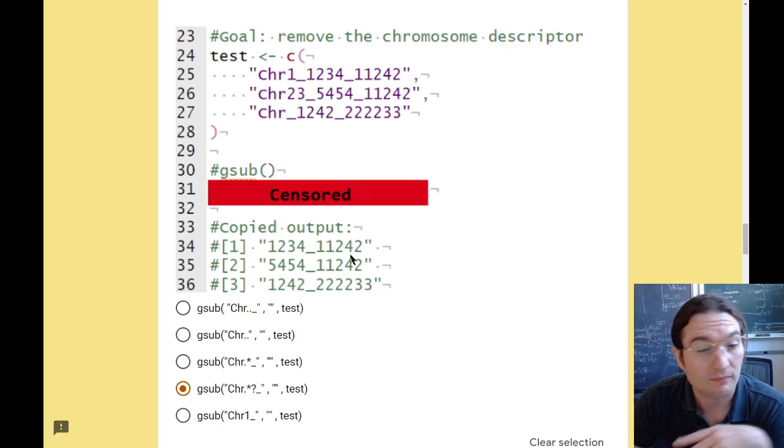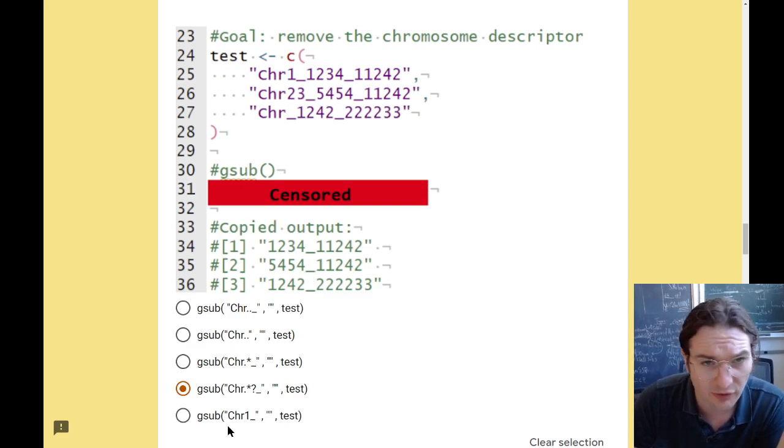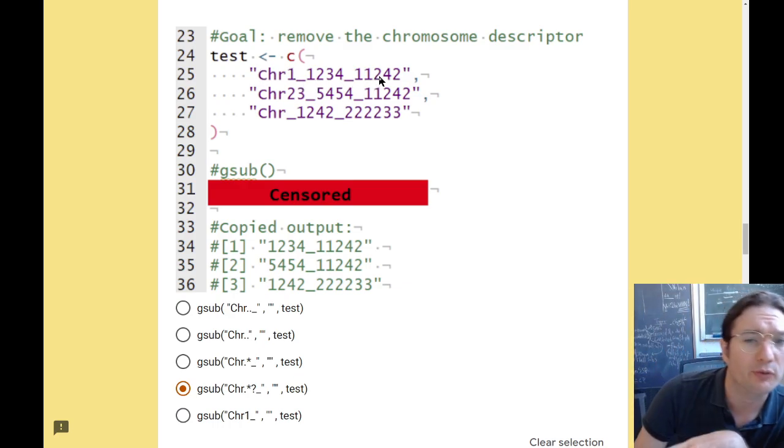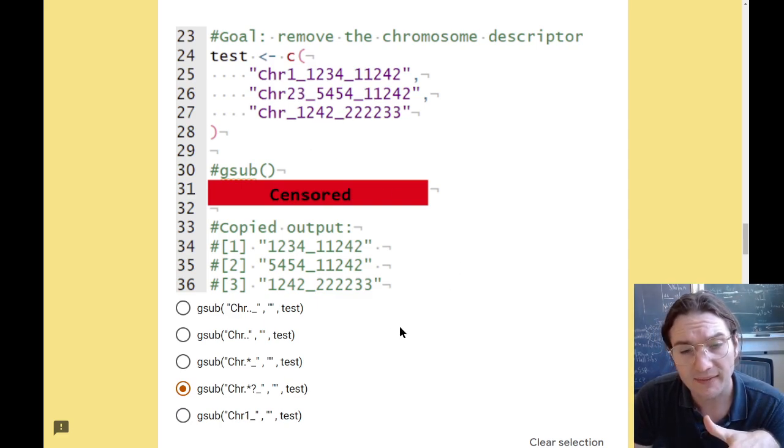Tricky, right? Like I said, you should be able to go through this logic and apply it to each one. I guess I could do this last one, CHR1 underscore, the only one with that as a match is this one. This circled region would go away, leaving you with 1234, 1124.2, and then the rest would be unchanged. And that's it. I hope that helped.